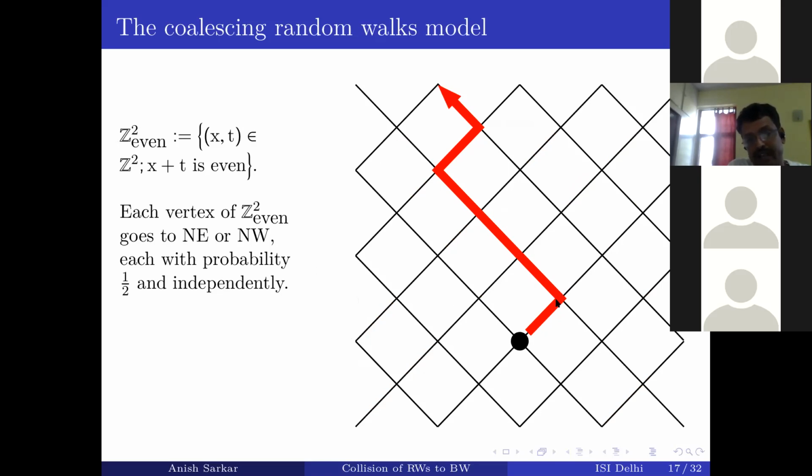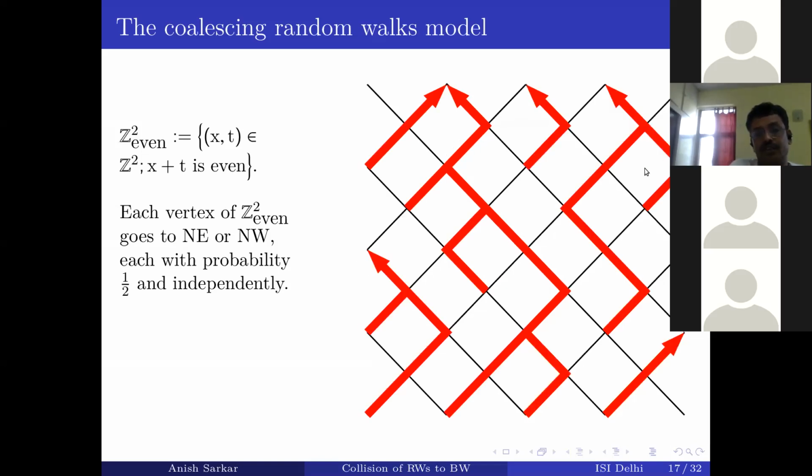So this has a success. Success goes right. Here I get a failure, so I go left. Here I get a failure, I go left, and here I get a failure, and then here I get a success, and go on like this. And I do it from every point. So you get a picture like this.